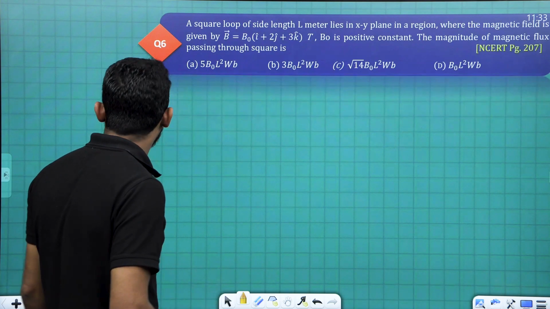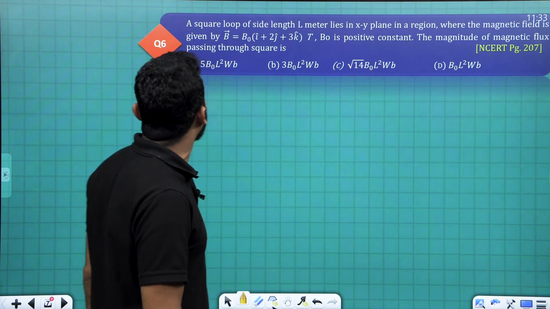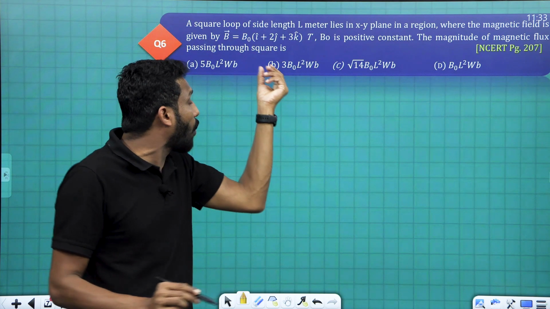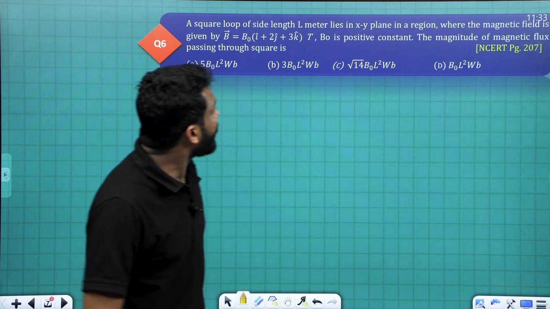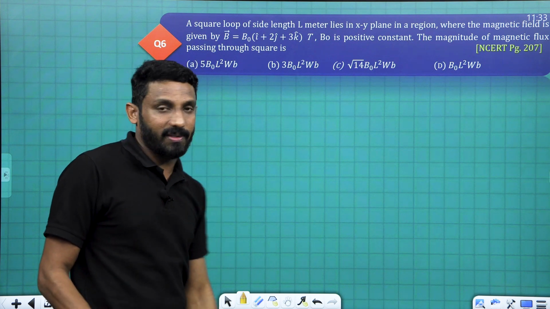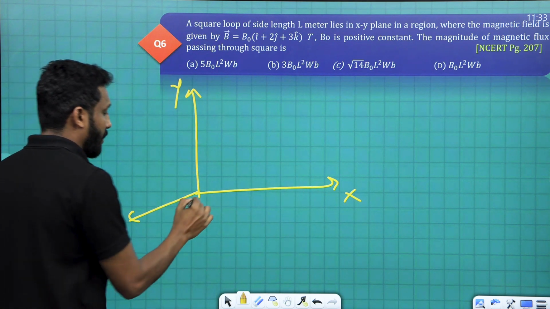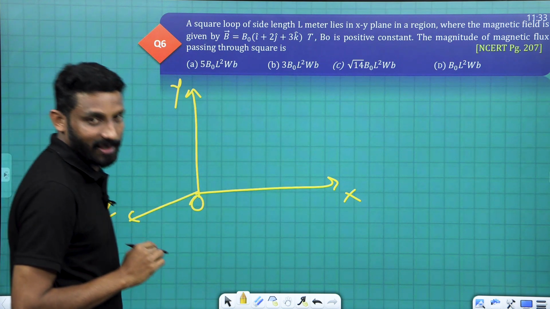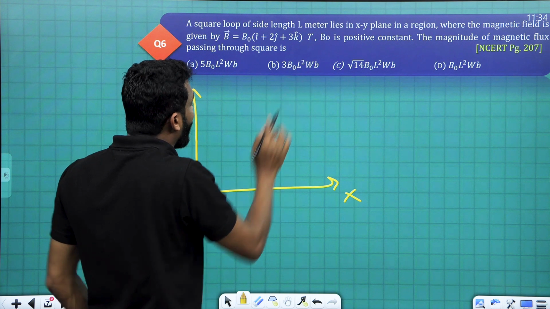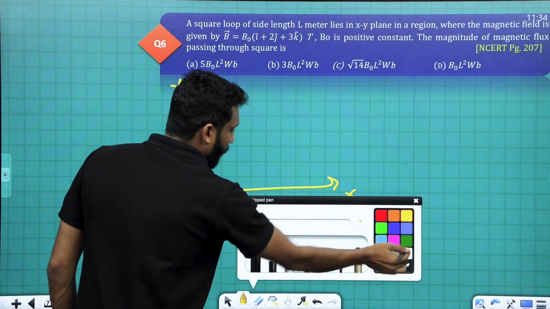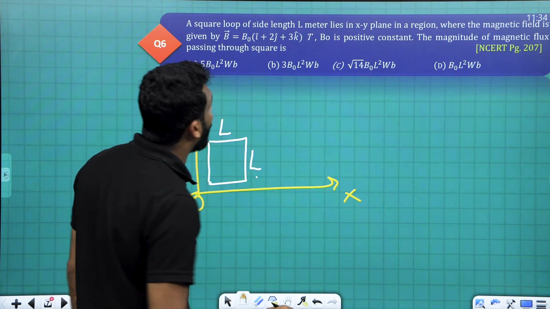Understood? Okay. Next, 6th. A square loop of side length L lies in xy plane in a region where the magnetic field is given by vector B equal to B naught into i cap plus 2j cap plus 3k cap. B naught is a positive constant. The magnitude of magnetic flux passing through the square is. Okay, we are having the coordinate system like this. Suppose the origin, x, y, z. This is the positive z-axis, right? Then the square loop of side L is placed in the xy plane.